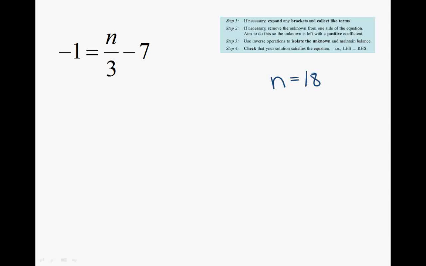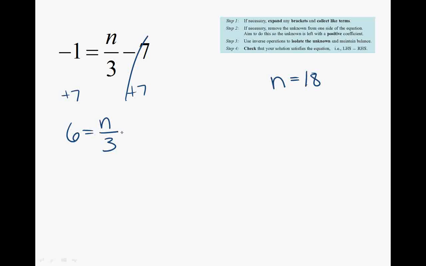All right, so we are going to do opposite operations. We're going to start by adding 7 to both sides. So positive 7 minus 7, those cancel. And then negative 1 plus 7 is 6. N over 3 equals 6.